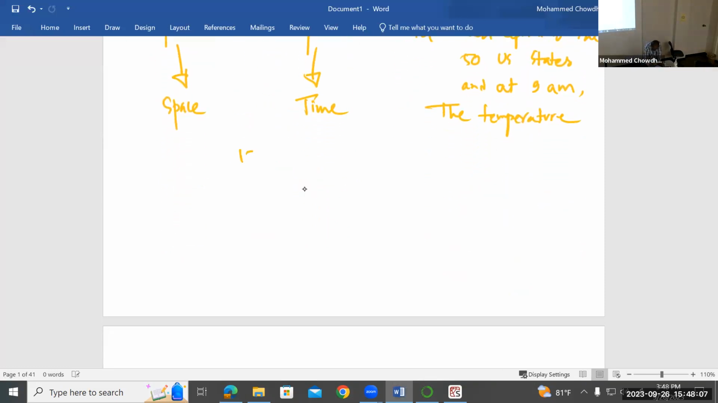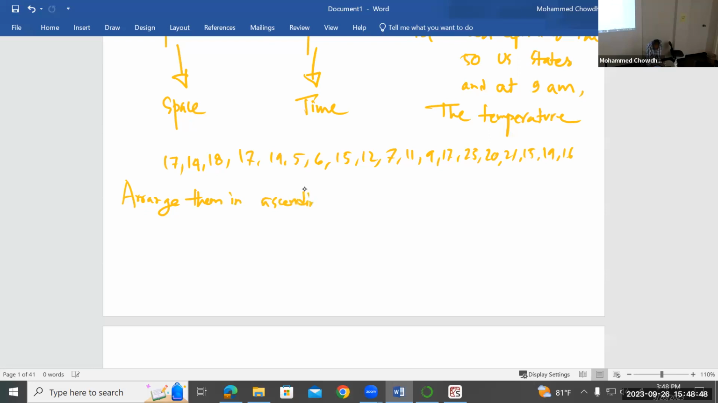So suppose you have data: 17, 19, 5, 6, 15, 12, 7, 11, 9, 17, 25, 20, 21, 18, 14, 15, 19, 16, 17. These are the data. Okay. If data comes that way, I need to arrange them in ascending order. Remember, arrange them in ascending order to get summary statistics.